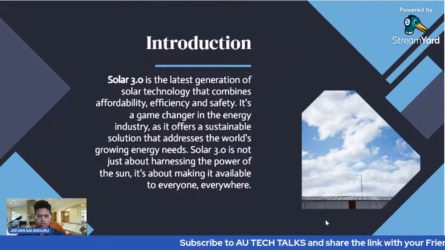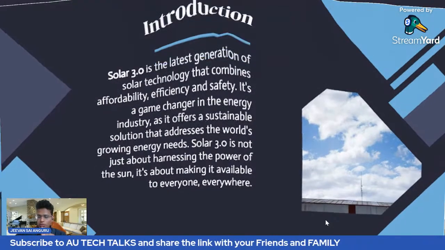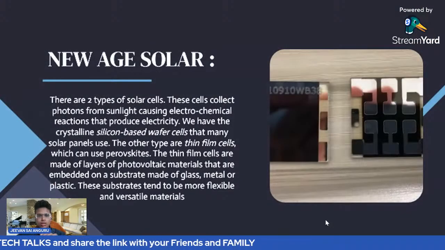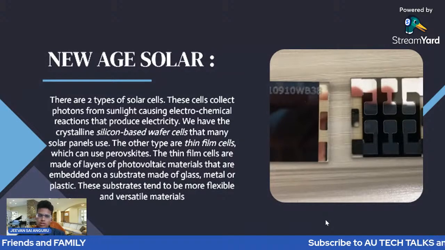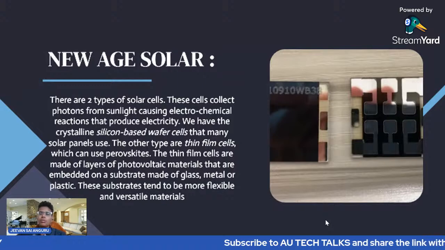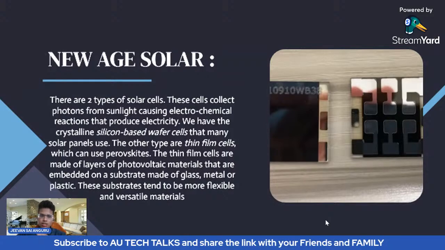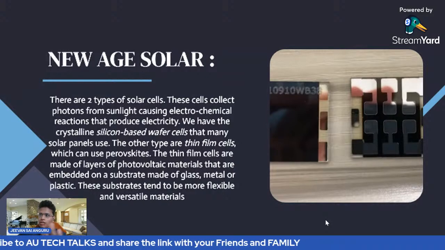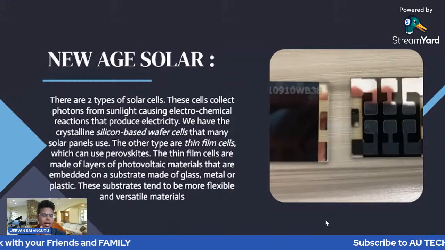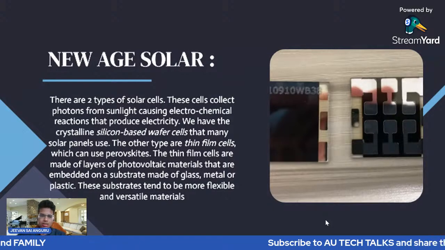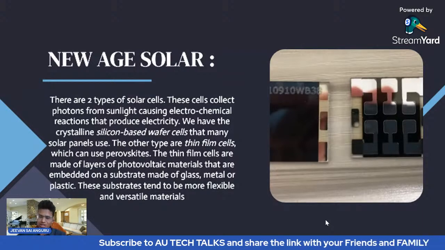So in addition to the supermodel-like efficiency, let's talk about what Solar 3.0 is made of. The traditional solar panels are made of crystalline silicon based wafer cells, whereas Solar 3.0 panels are made up of perovskites. Perovskites have a crystal structure. They are calcium titanate crystals, which are more efficient than our silicon crystals or silicon based wafers.